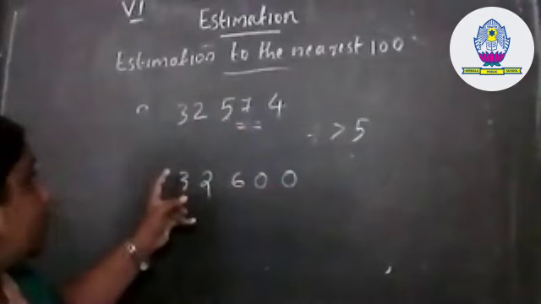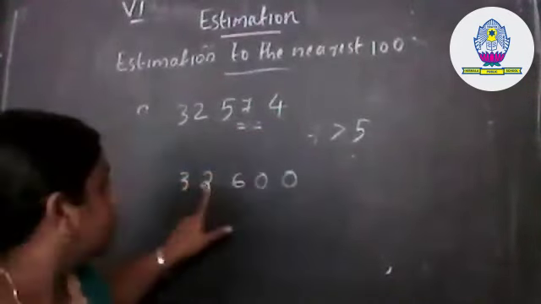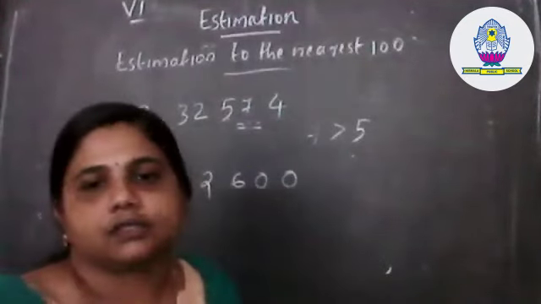So the nearest 100 of 32,574 is 32,600. That is our answer.